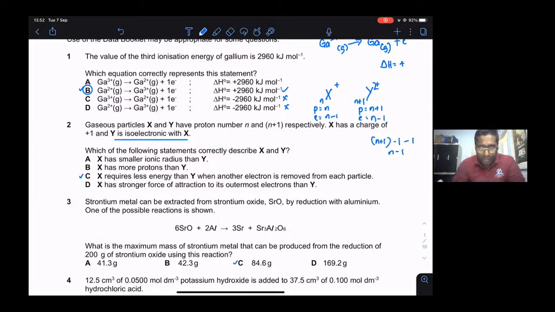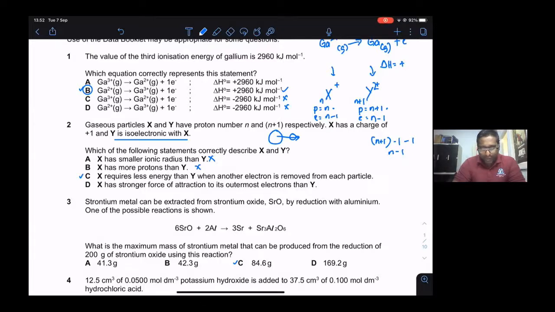X has a smaller ionic radius than Y. You see, it's going to be something like group 1, group 2. We know that when you go across the periodic table, the size gets smaller. So X has a smaller ionic radius? Not really. Y has a smaller ionic radius, so this is wrong. X has more protons than Y? You see here, Y indeed has more, N plus 1, more than N. So this one is wrong.